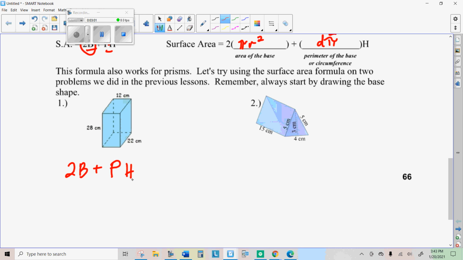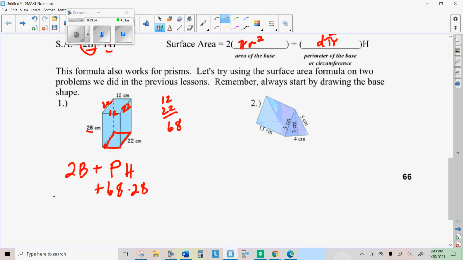Now, when we're talking about the height, we're talking about the distance between the bases. So in this one, the height is 28. Let's put that there. The perimeter is the distance around the base, so the length of that red line that I just drew, which is 22 plus 12, and there's two of those, because there's another 22 over here and another 12 over here. So that's 44, and 24 is 68. That's the perimeter.